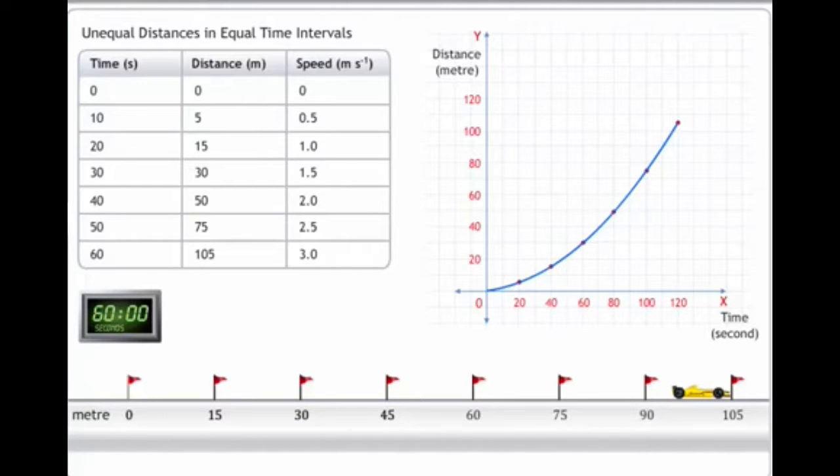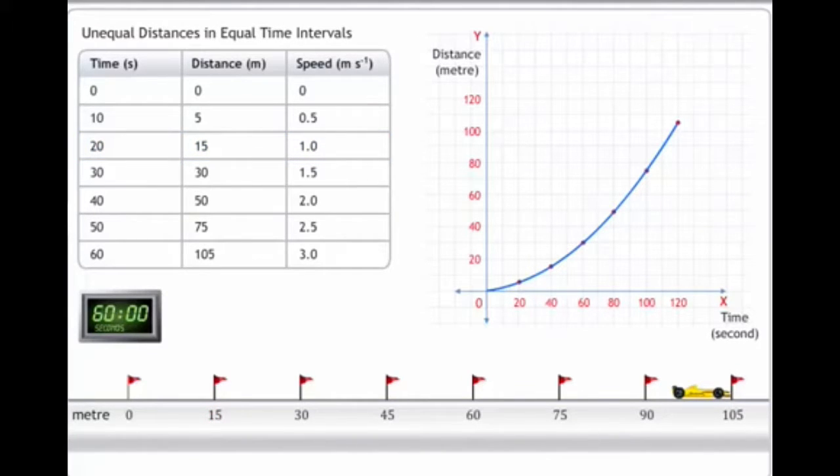Let's analyze this data further. During the first 10 seconds, the distance traveled by the body is 5 meters. Thus, the speed of the body for the first 10 seconds is 0.5 meter per second. For the next 10 seconds, the distance covered by the body is 10 meters. Hence, the speed of the body during the second 10-second interval is 1 meter per second.